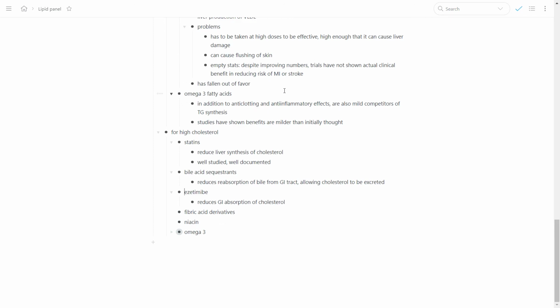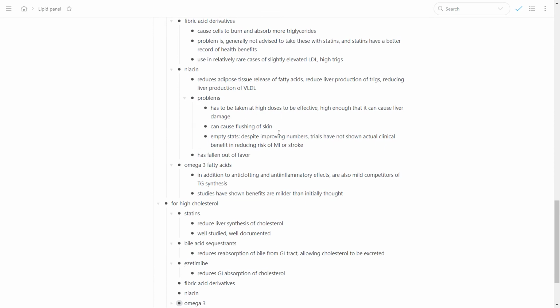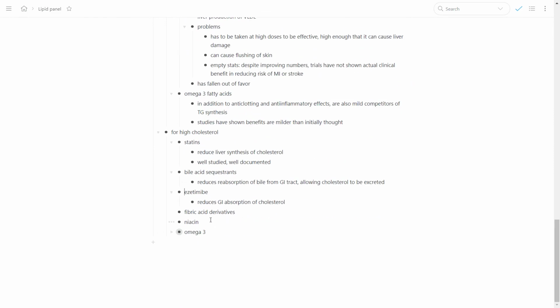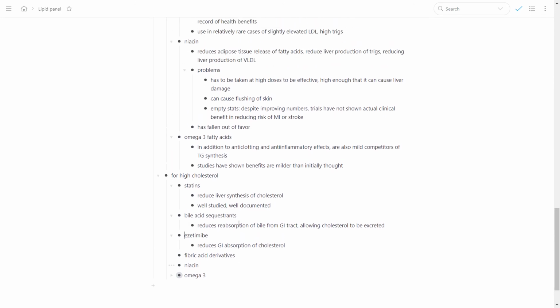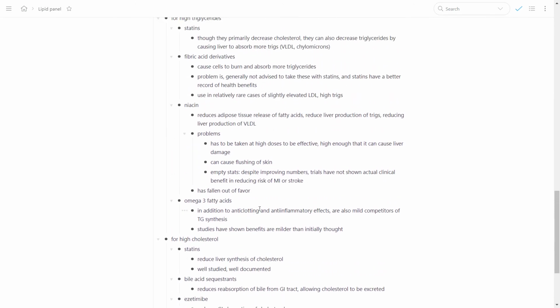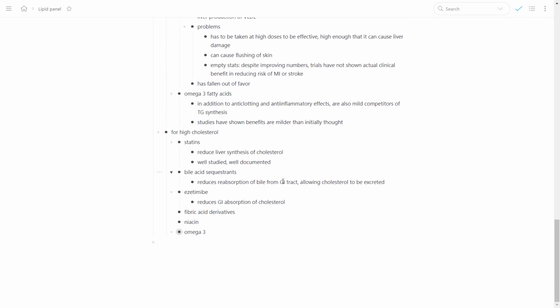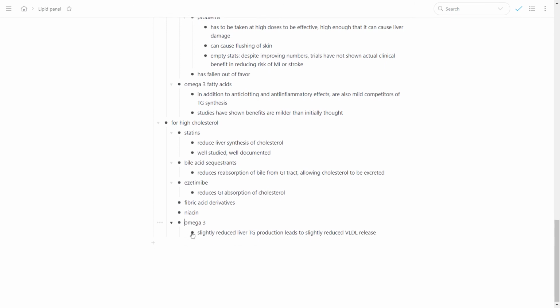And then next up is fibric acid derivatives and niacin. We talked about those up above in the previous section, and their main benefit for reducing cholesterol is reducing liver synthesis of triglycerides, so that means less VLDL is produced, etc. And finally, omega-3, again, same mechanism. It slightly reduces liver triglyceride production, which leads to a slightly reduced VLDL release, and that means less cholesterol circulating in the circulatory system.